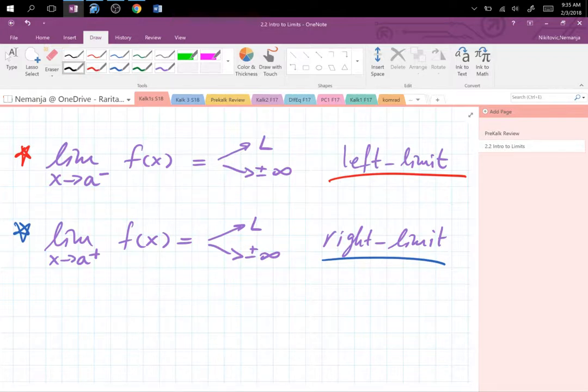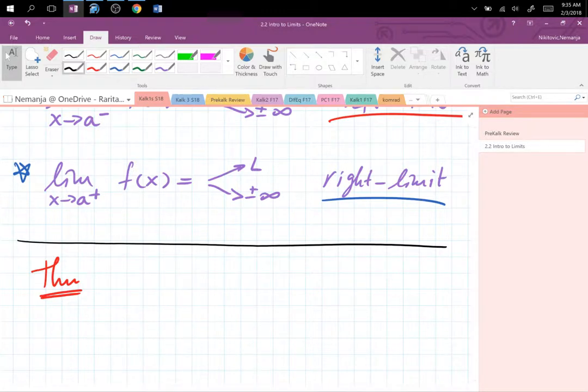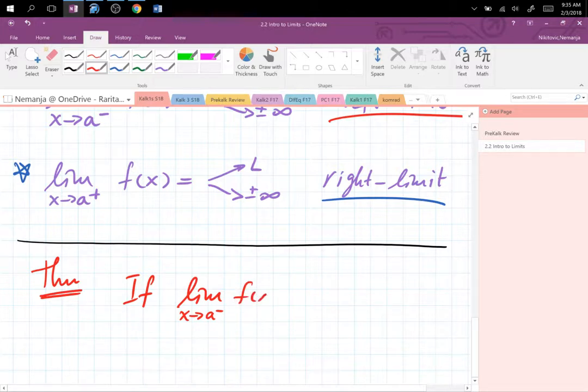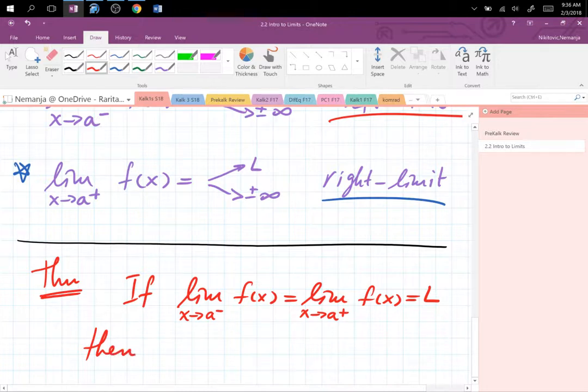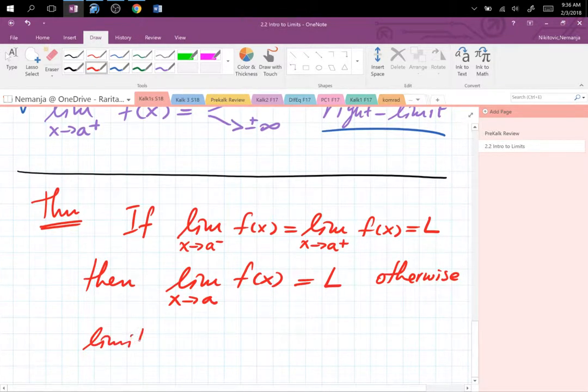So now the major theorem on existence of limits says, if the limit as x approaches a minus of f of x is the same as the limit as x approaches a plus of f of x, and is equal to L, then the limit of f of x as x approaches a in general is L. Otherwise, the limit does not exist.